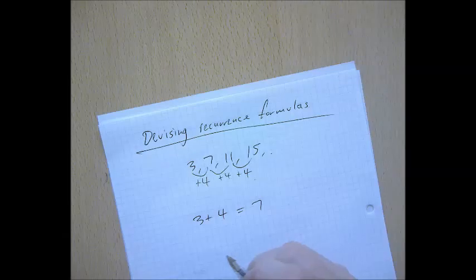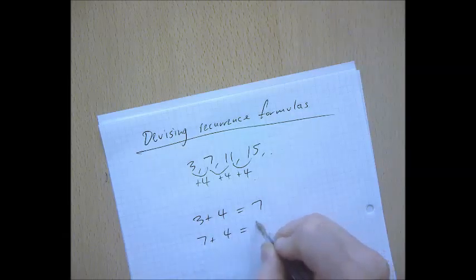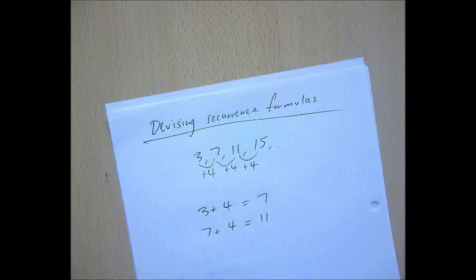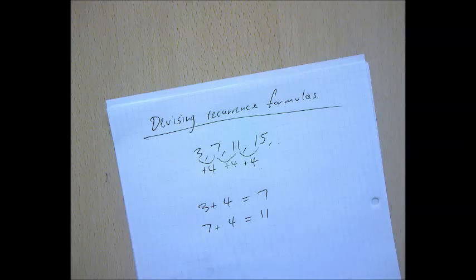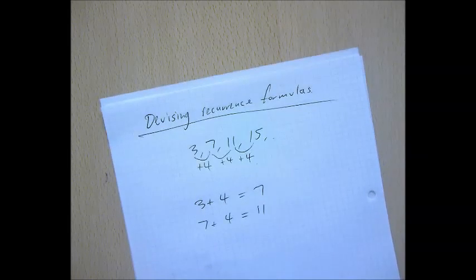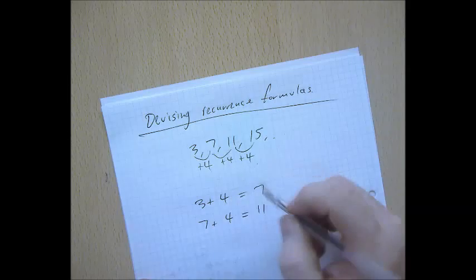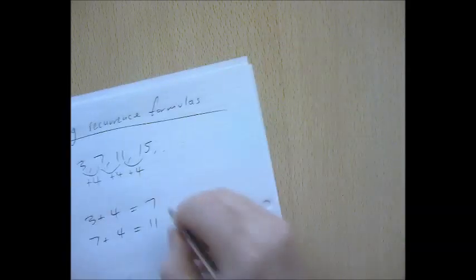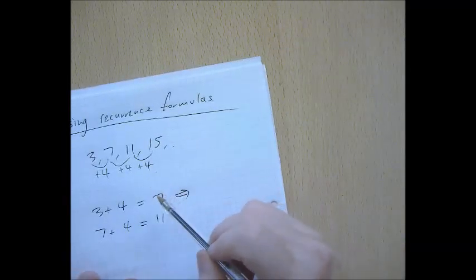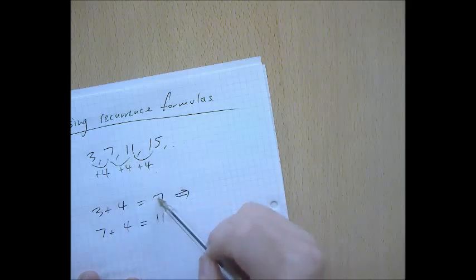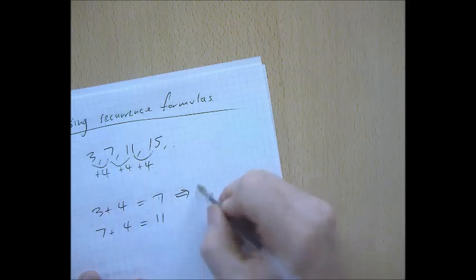Or 7 plus 4 equals 11. Now, the whole point of algebra is that it enables you to talk about loads of examples at once. So, I'm now going to use algebra to refer to what's going on here. I'm saying that the second term is equal to the first plus 4.